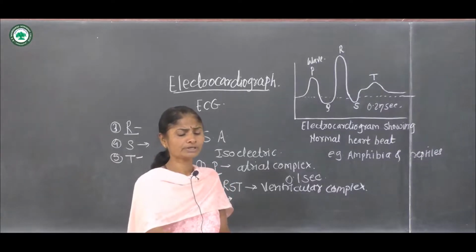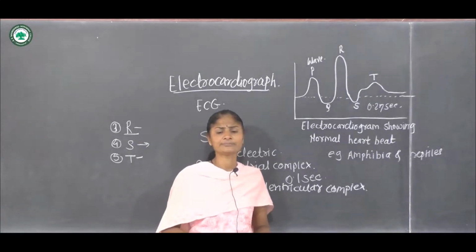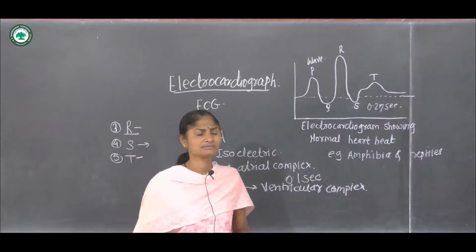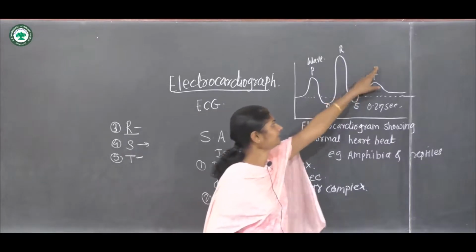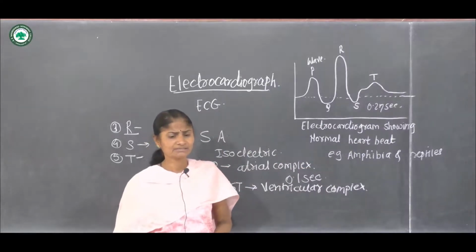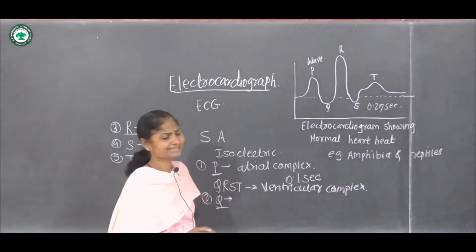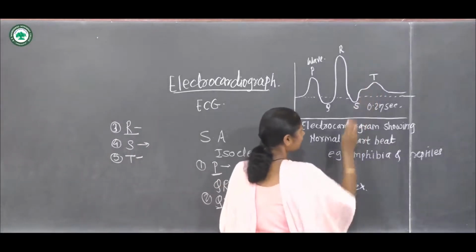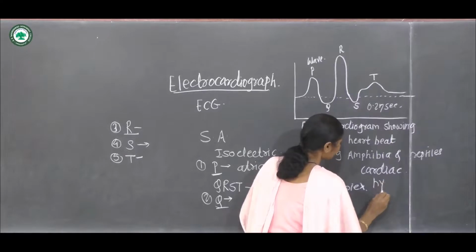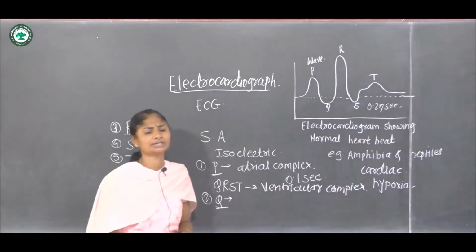Abnormality of the T wave in shape, size, duration and direction may be the result of serious myocardial damage. Abnormality in the T wave indicates myocardial damage, and this myocardial damage is associated with cardiac hypoxia. Hypoxia means low oxygen content in the tissue.